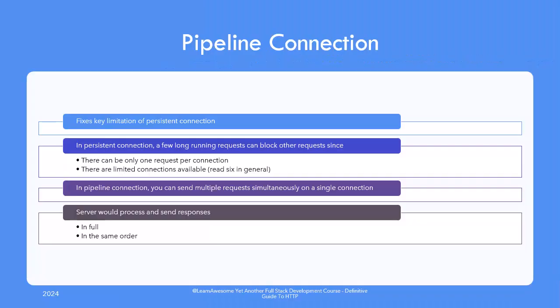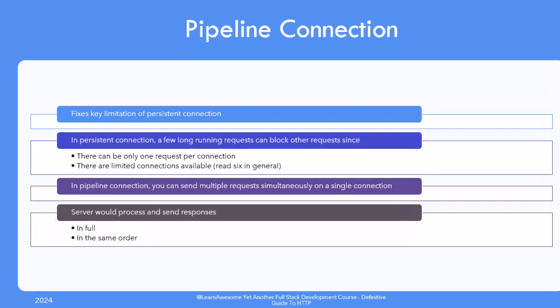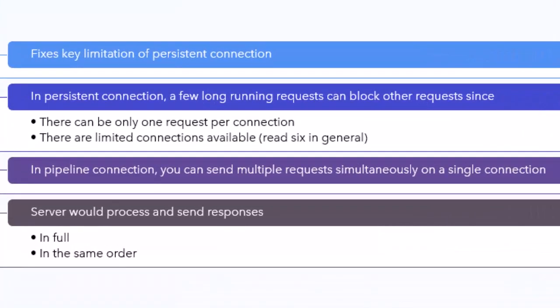Pipeline connections was the next step in evolution where one of the key limitations of persistent connections was fixed. Can you pause and think what it is? Well, the limitation is that any request which takes longer than others would impact all other responses.